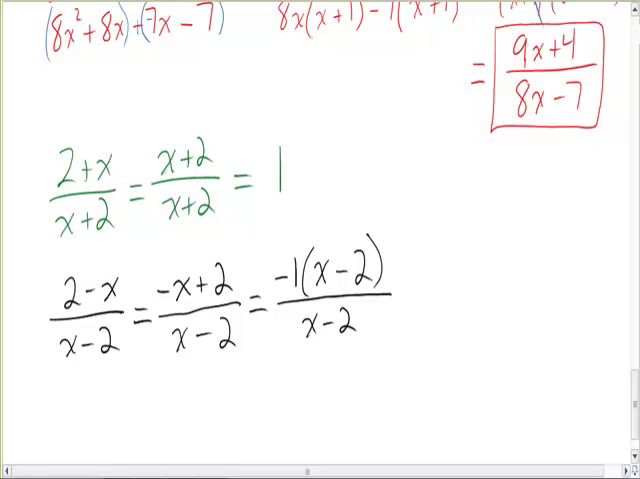And now what happens? Well, we've got x minus 2 over x minus 2. They cancel each other out, and all we're left with is negative 1. So instead of positive 1, like we got in the previous problem, we get negative 1. Okay, that should give you everything you need to complete the Lesson 6 assignment.